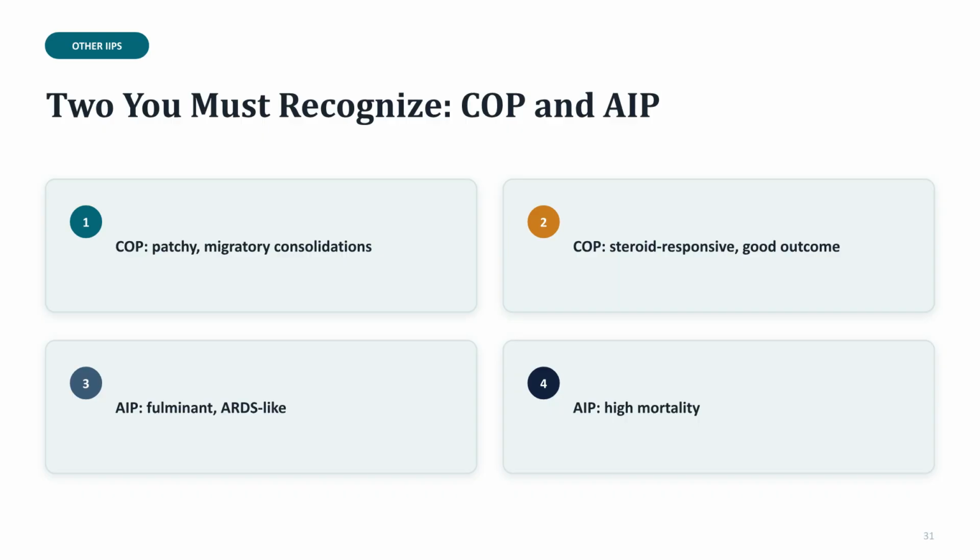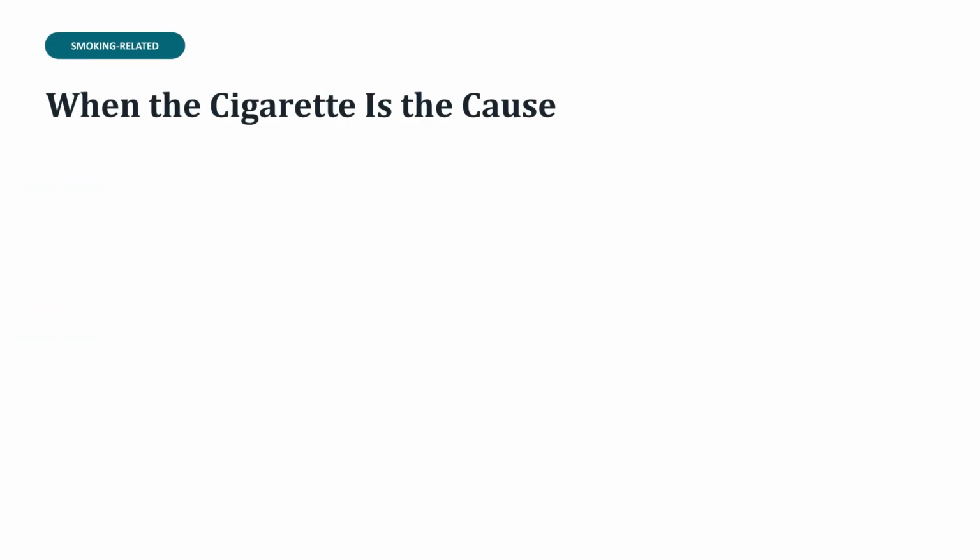Two more idiopathic pneumonias earn recognition. Cryptogenic organizing pneumonia, COP, shows patchy consolidations that seem to migrate between scans. It mimics infection, but antibiotics fail, and steroids work beautifully. The prognosis is excellent. Its opposite is acute interstitial pneumonia, AIP, a fulminant process that looks and behaves like the acute respiratory distress syndrome. It develops over days and carries a high mortality. Tempo separates them.